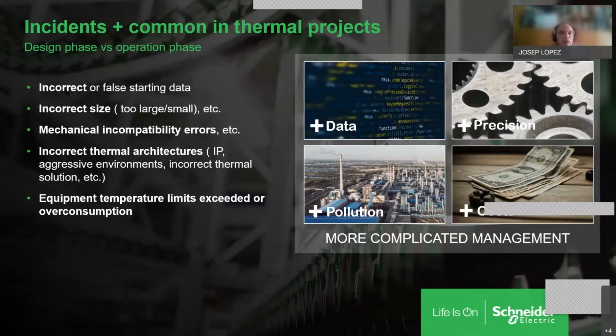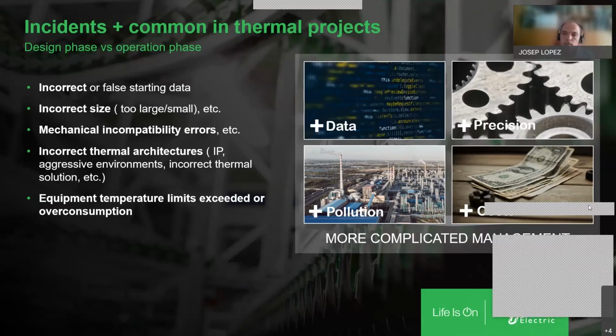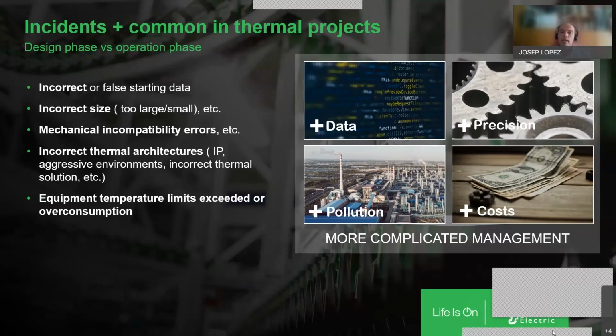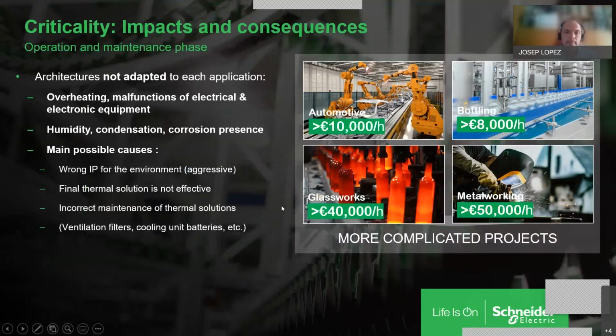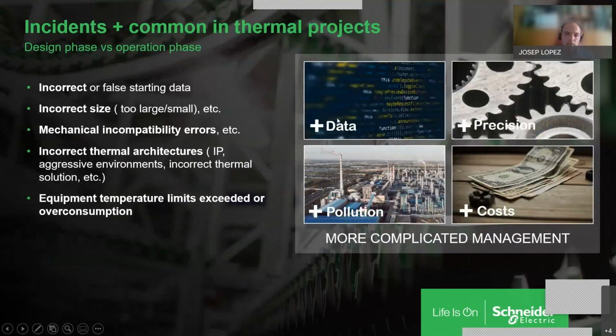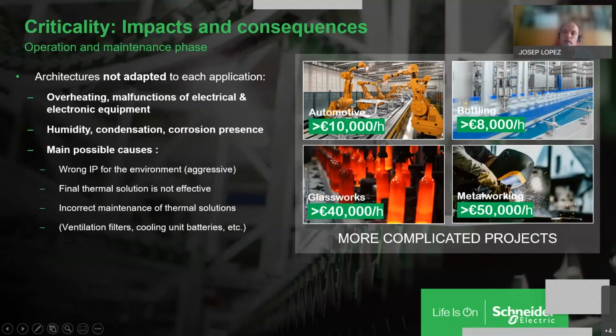Maybe we need to cool, or we need to use ventilation. So we need to take care with every project and also, above all, check whether equipment temperature limits are exceeded or generate overconsumption. The impact that we will see is huge in a continuous operational line, where in 1 hour there could be a significant cost for an end user.